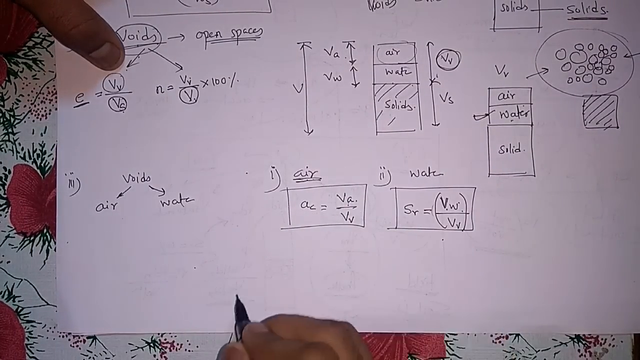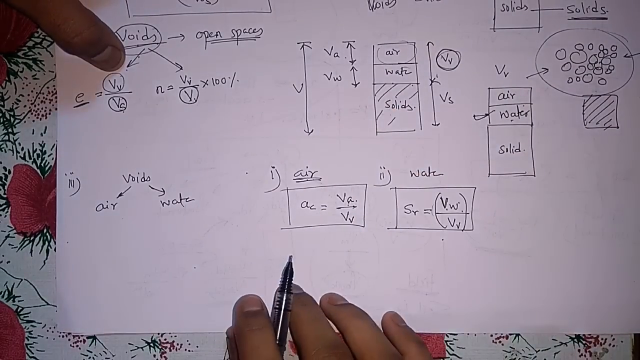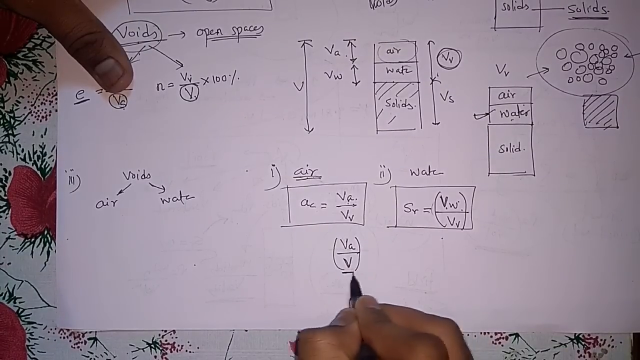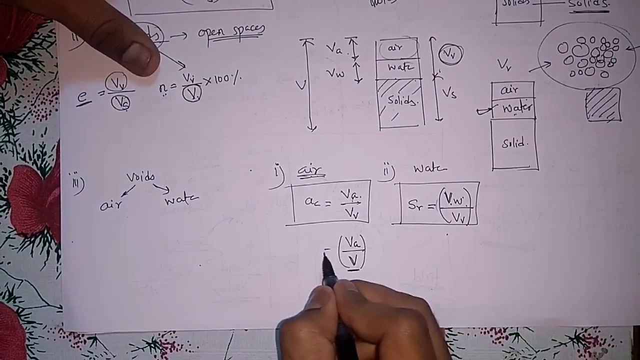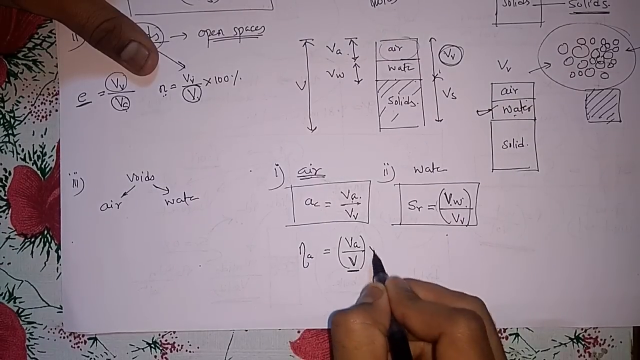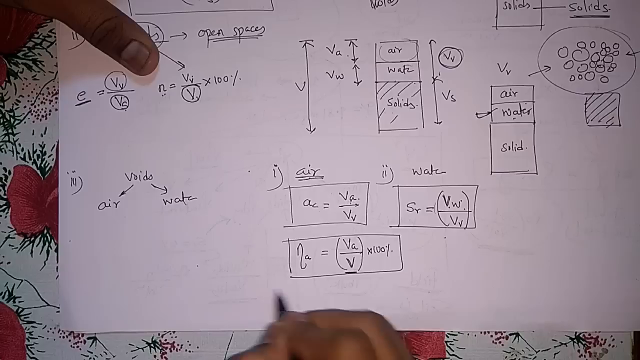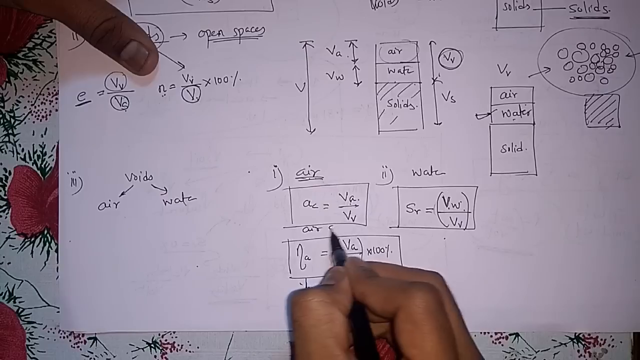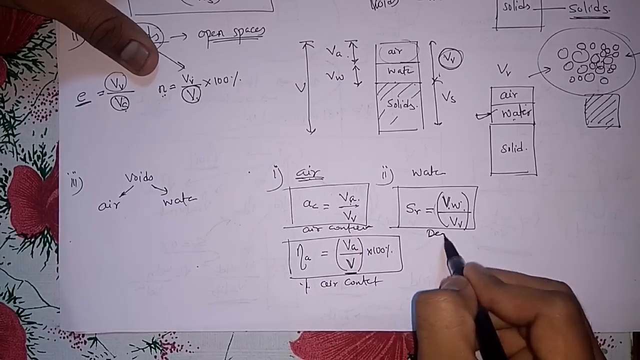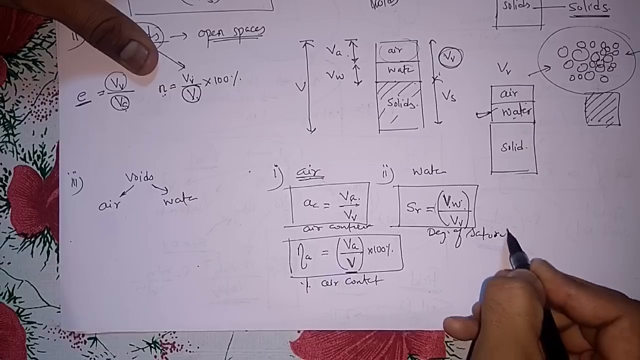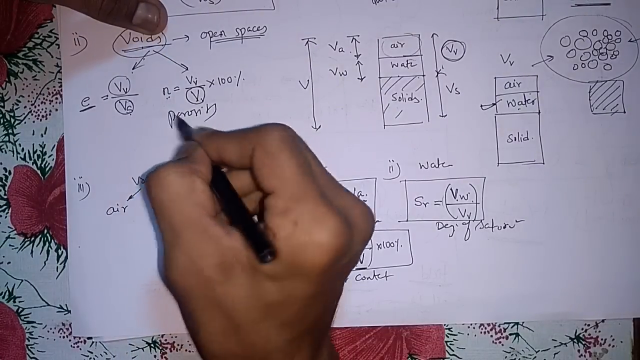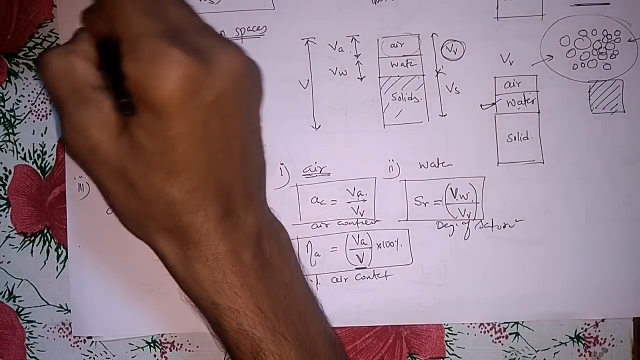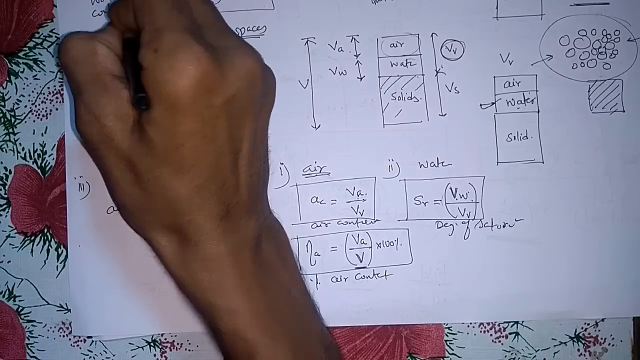Now air can be seen with respect to total volume of soil also. If you consider volume of air with respect to total volume of soil, as in the case of porosity, you can define it as percentage air content. So this is called percentage air content. This is called air content. This is called degree of saturation. This is called porosity. This is called void ratio, and simply this is called water content.